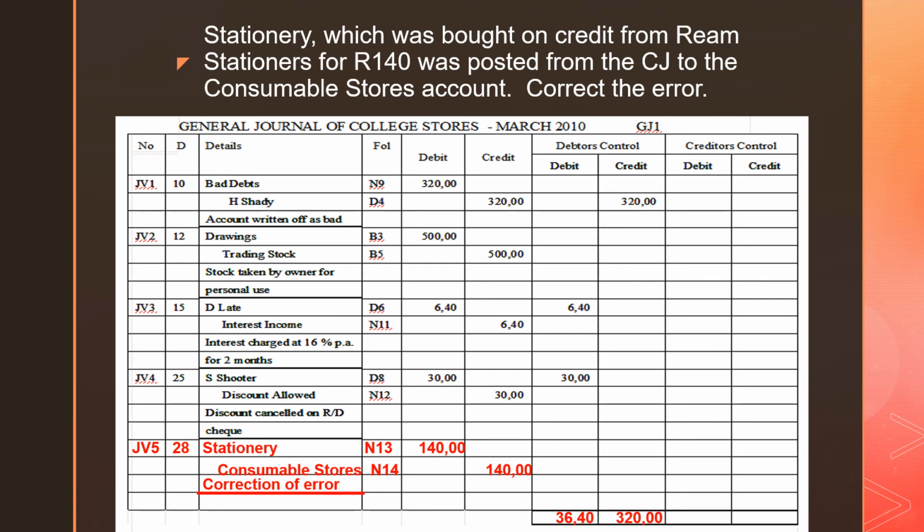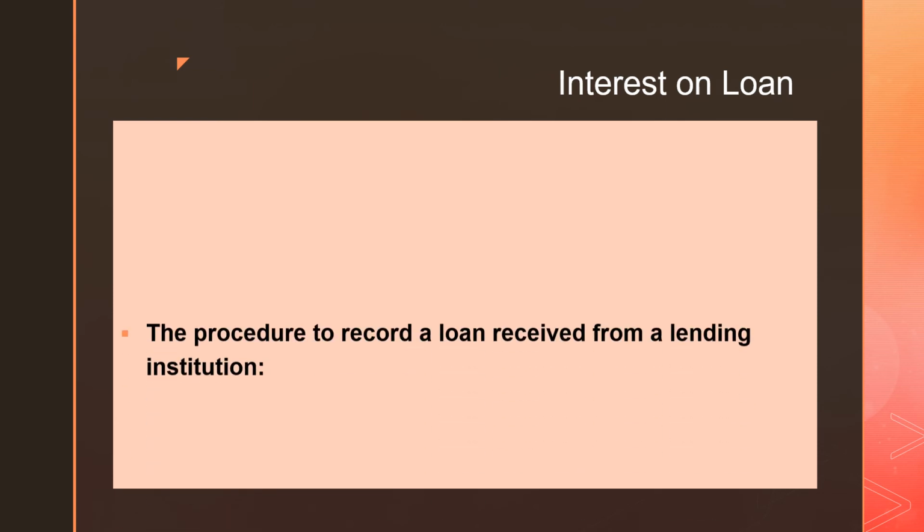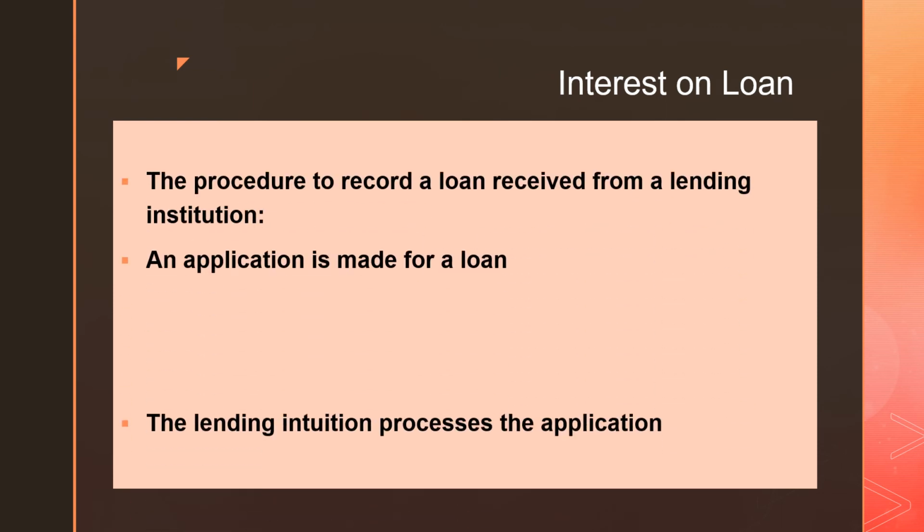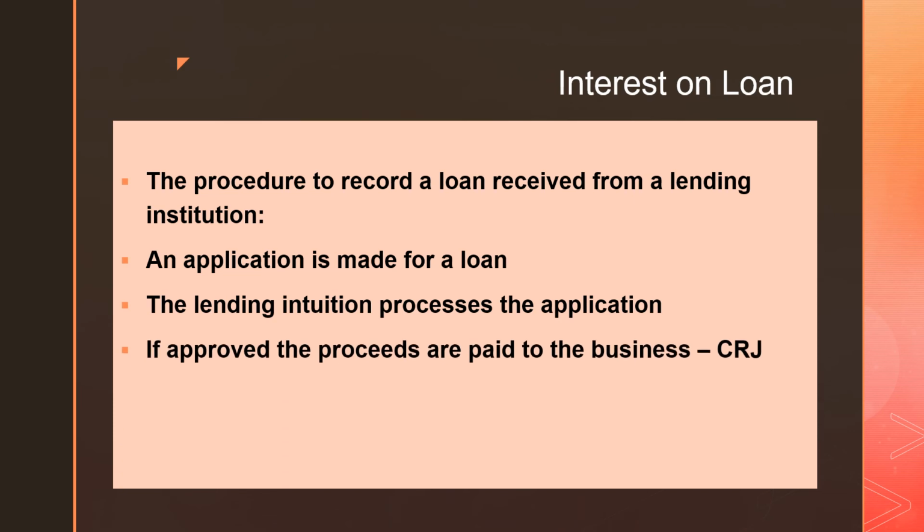We total up the debtors control account by totaling the debit column and totaling the credit column. Interest on loan. Okay, you can read that.